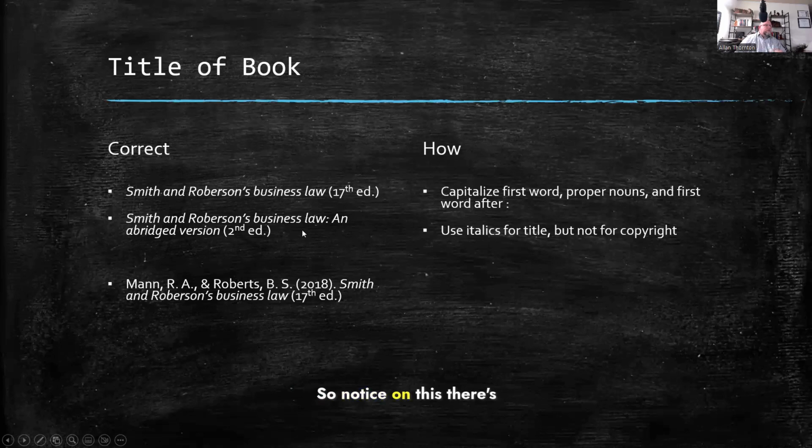All right. So notice on this, there's capitalization on the first word and on proper nouns. So in the title of our book, Smith and Roberson, those are both proper nouns. Everything that follows is just normal words. So business law would not be capitalized, neither would and. With this one, you can have the and symbol typed out, or you can have the word and typed out, or use the symbol here. Either way would be fine.